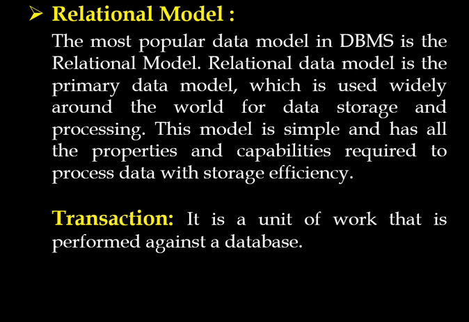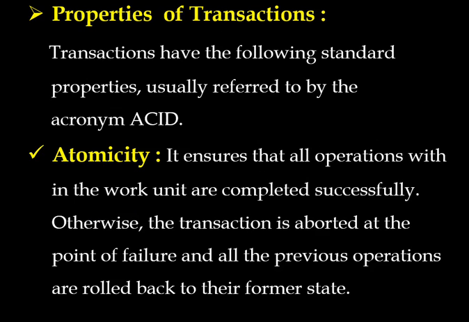Let's see the properties of transactions. Transactions have the following standard properties, usually referred to by the acronym ACID. A stands for atomicity, C stands for consistency, I stands for isolation, and D stands for durability. So let's see them one by one.